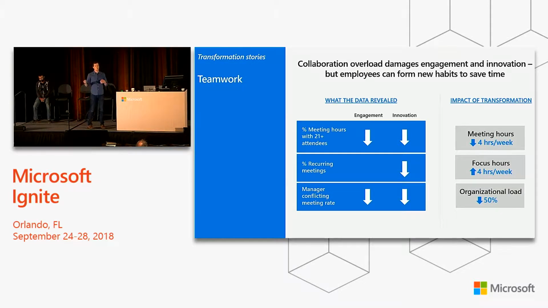So, with Macy's, we didn't just get all these great findings. We also use tools like MyAnalytics, which I'll show you in just a few minutes, to actually try to impact some of these collaboration patterns. So by the end of this particular program, we were able to cut meeting hours by 4 hours per person per week, help people get more focus time, and reduce organizational load. So there are ways to solve these problems when you identify these opportunities.